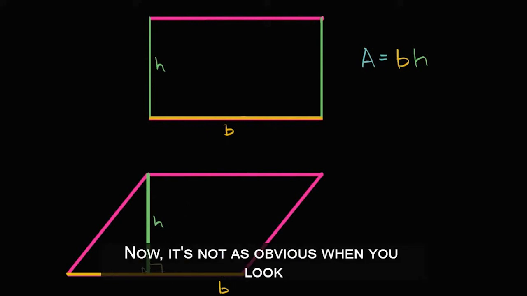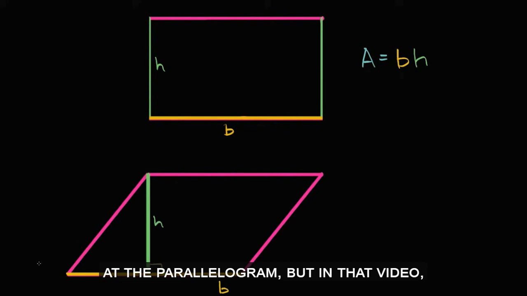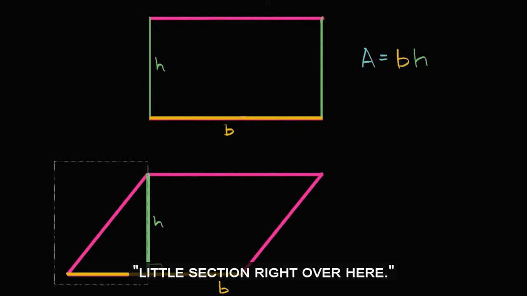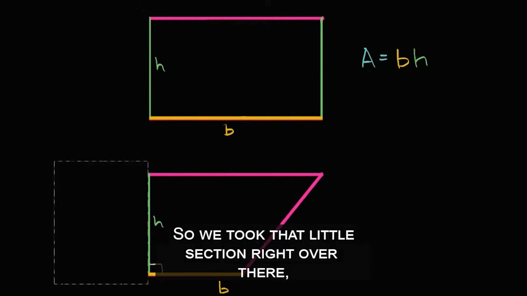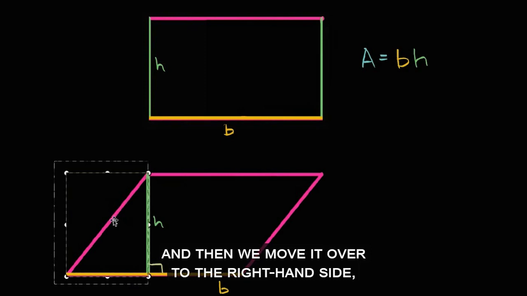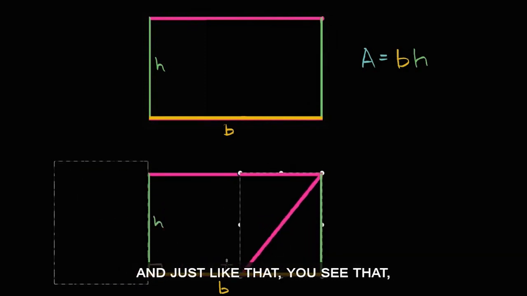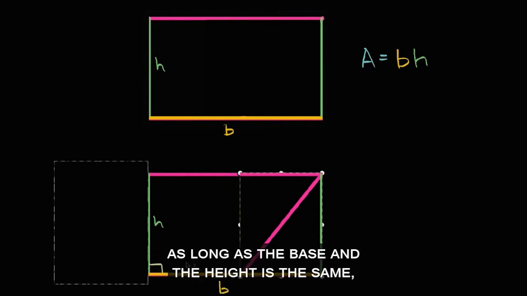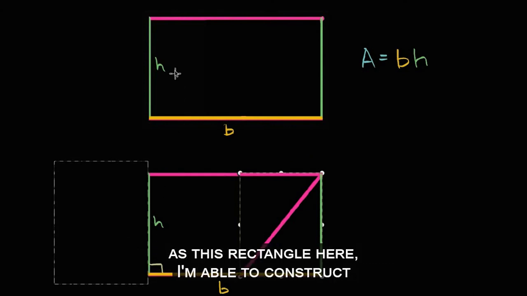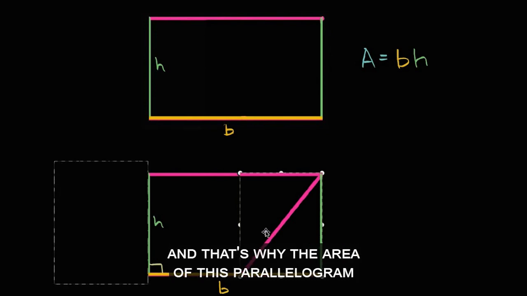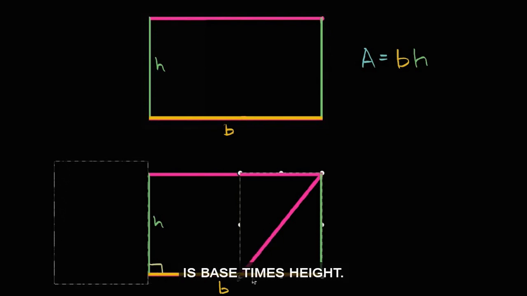Now, it's not as obvious when you look at the parallelogram, but in that video, we did a little manipulation of the area. We said, hey, let's take this little section right over here, and then move it over to the right-hand side. And just like that, you see that as long as the base and the height are the same as this rectangle here, I'm able to construct the same rectangle by moving that area over. And that's why the area of this parallelogram is base times height.